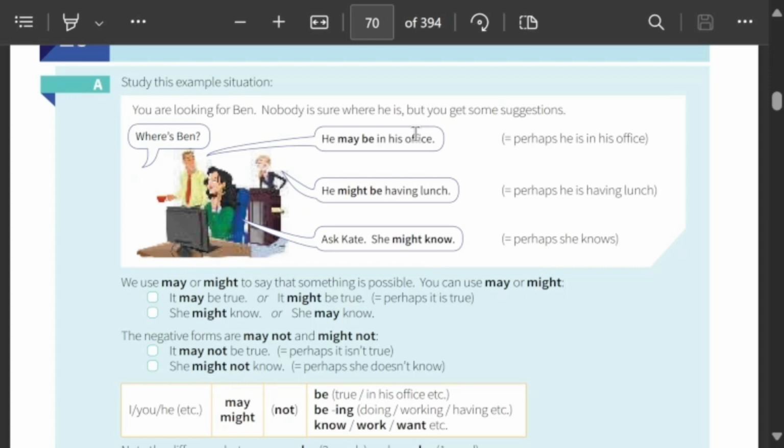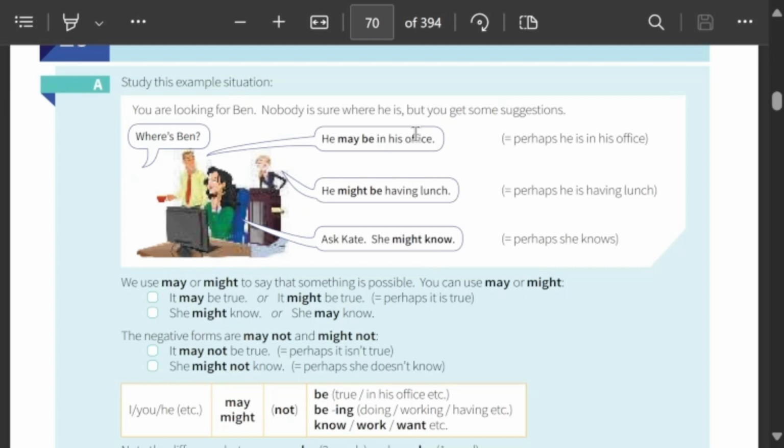He may be in his office, perhaps he is in his office. So perhaps also shows a possibility. Perhaps. It means maybe. Pay attention, maybe are 2 separate words, you see? Later it will be important. Maybe is a verb. Be is the verb here, right? He may be in his office.